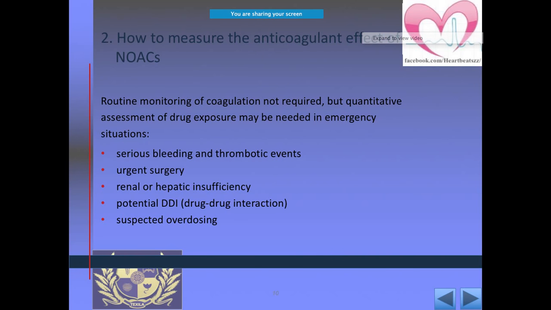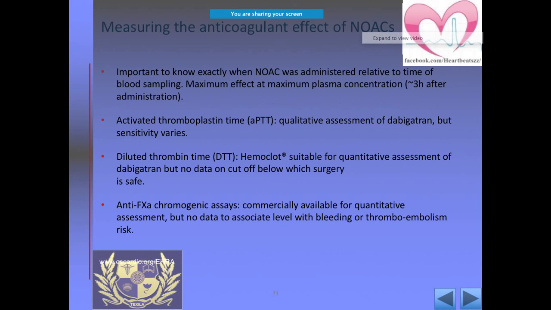And then how are you going to measure the anticoagulant effect? Is it possible to measure the NOACs? NOACs, as we all know, within 3 hours of administration, you will see the maximum effect. And you can check it. But not all the tests can be used for everything.